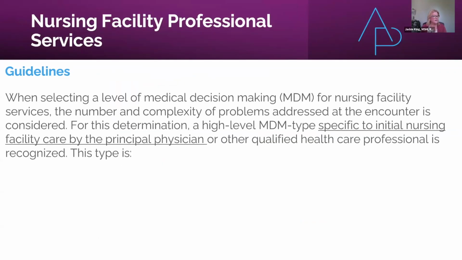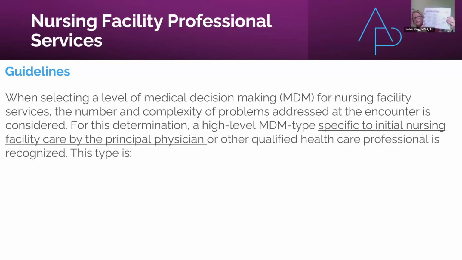When you're selecting a level of medical decision-making, I'm looking for a tool here, but I laid my book on top of it. Here we go. Medical decision-making. Okay. For your nursing facility services, the number and complexity of problems addressed at the encounter is considered. So when you're looking at this, and I have it on a different slide, medical decision-making has three columns. The first column is number and complexity of problems addressed. The center column is the amount and or complexity of data to be reviewed and analyzed by the physician or provider. And the final column is risk of complications and or morbidity or mortality of patient management.